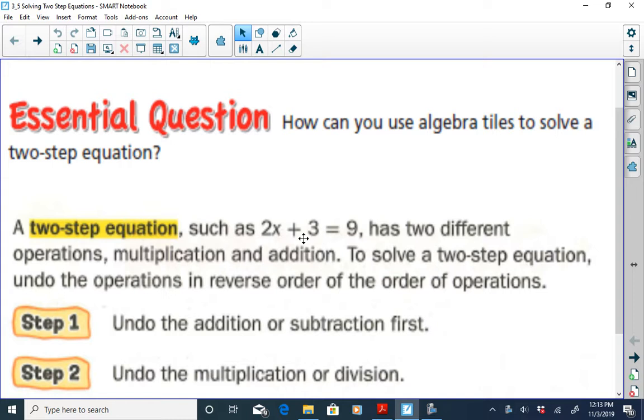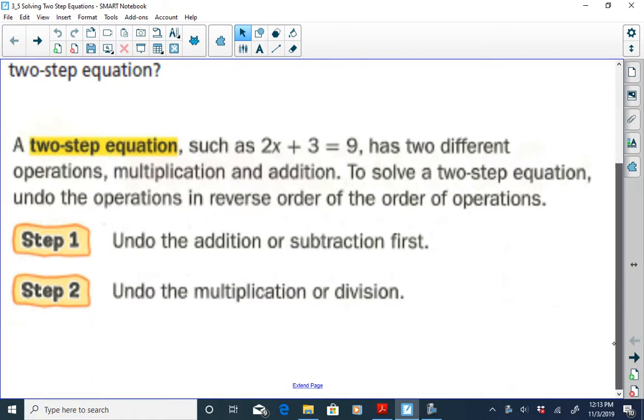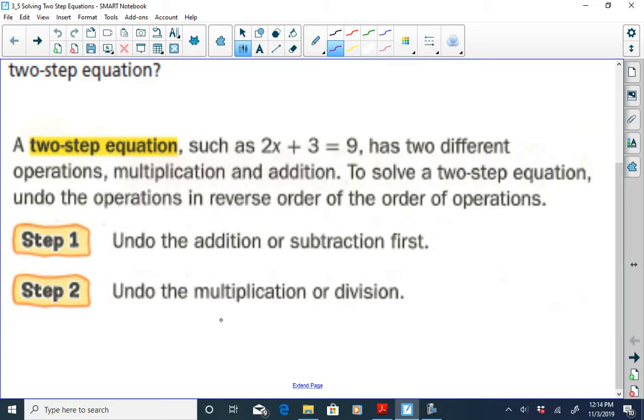If we look at this example here, 2 times the number x plus 3 is equal to 9. We see multiplication here, I see addition here. Two operations means that to find the solution, we'd have to do the inverse of each of those two operations. Alright? For this example, we would have to undo the subtraction first, and then we would undo the multiplication. Alright? So let's take a look and see what that's going to look like.